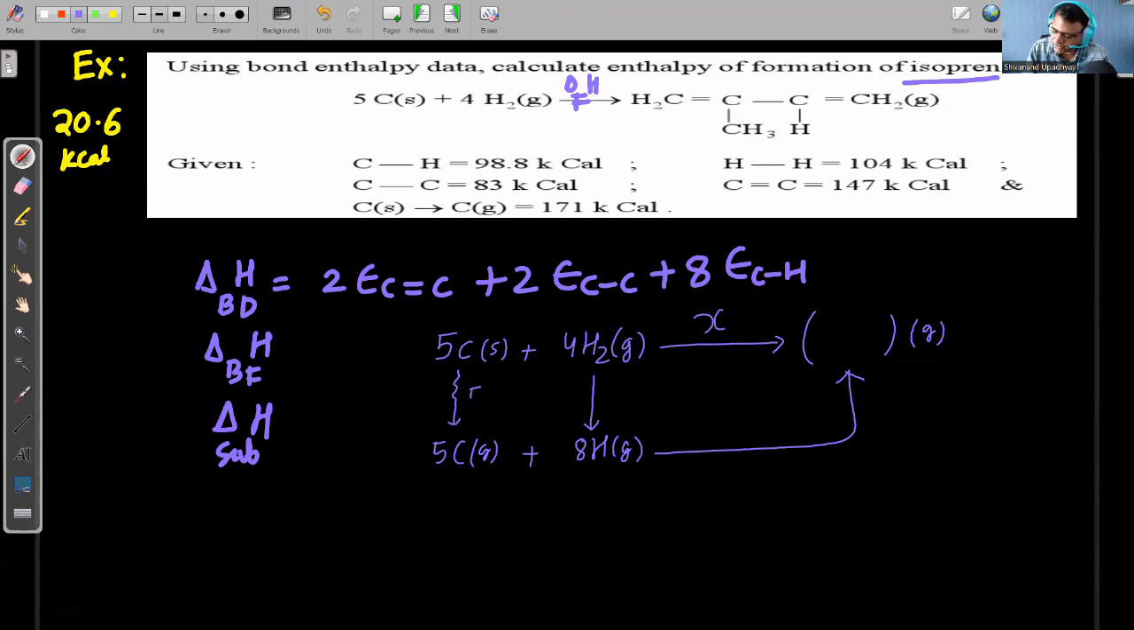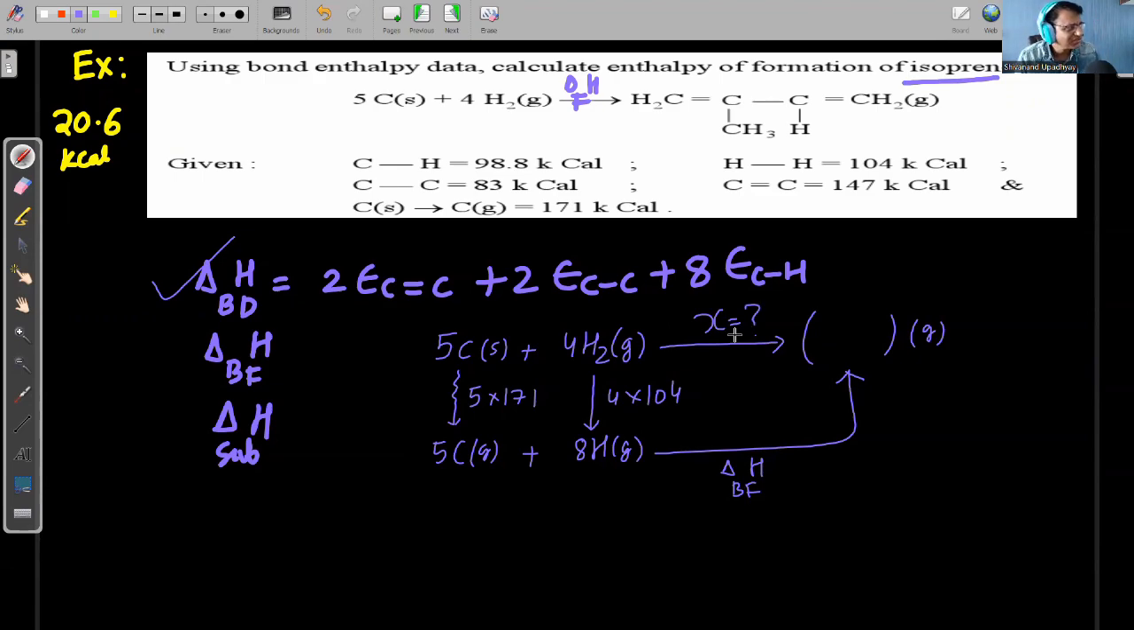They have given 5 times of sublimation. Sublimation energy is 171. Bond dissociation of hydrogen, hydrogen single bond 4 times of 104. और ये अभी हमने कैलकुलेट किया, इससे हम कैलकुलेट कर लेंगे. This is bond formation. Bond dissociation we know, so we know bond formation. So with the help of this, I can calculate what is the value of formation of isoprene.